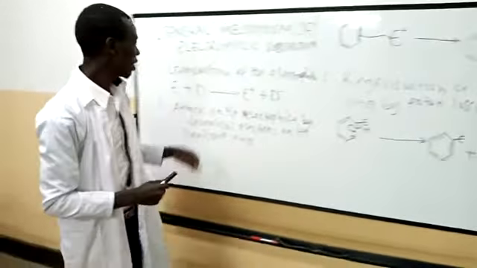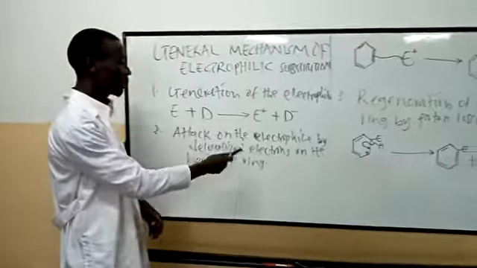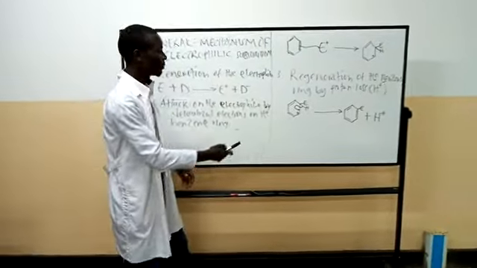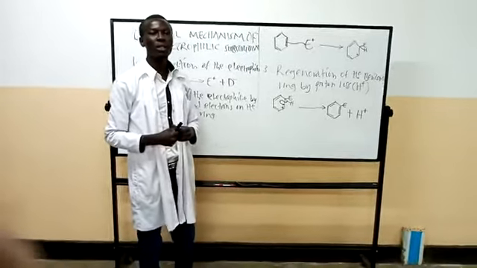One of them is generation of the electrophile. The second is attack on the electrophile by the delocalized electrons on the benzene ring. Then lastly, regeneration of the benzene ring by proton loss.